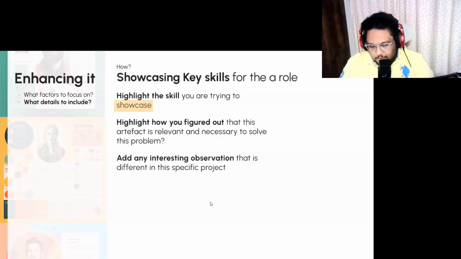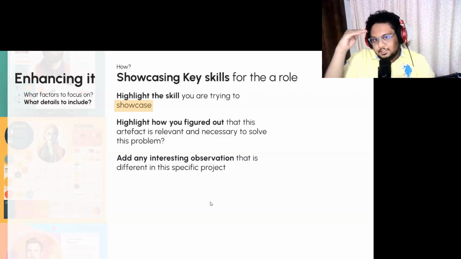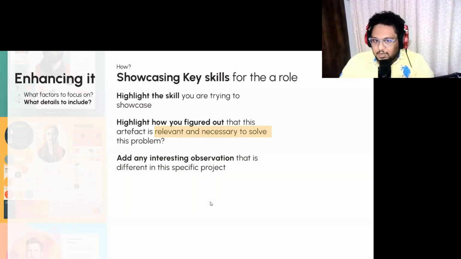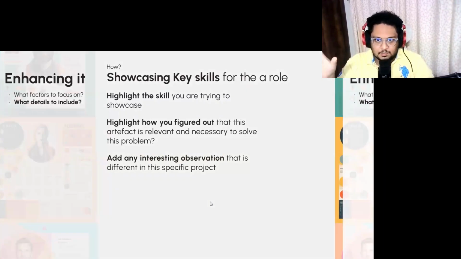So let's say you have done a user persona. Now, how have you figured out that the user persona is very much related to the problem that you are solving? If that reasoning is there, it becomes much easier for the other person to understand, okay, you had something in mind when you executed this artifact. That connectivity will be established, right? And any other interesting observation that is personalized for your specific project, if you faced one and include it, it will be an interesting point for them to understand your perspectives.